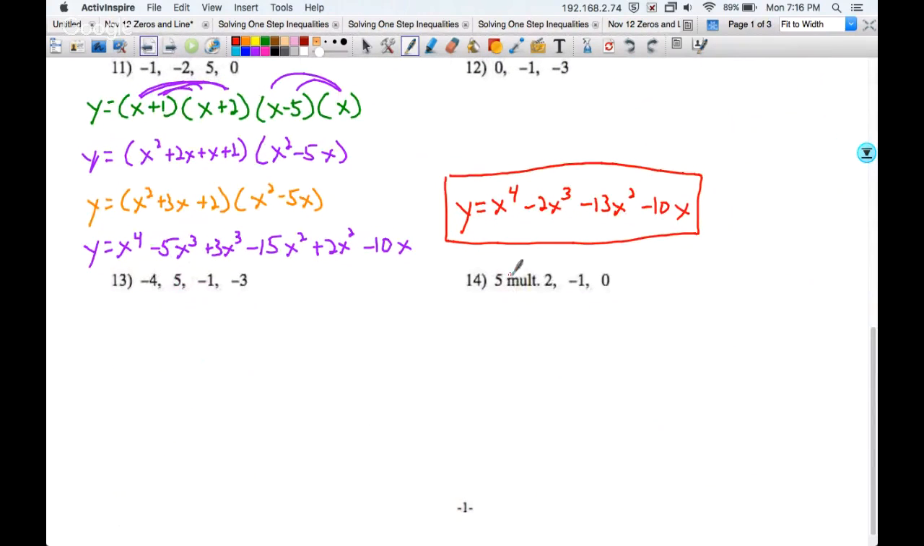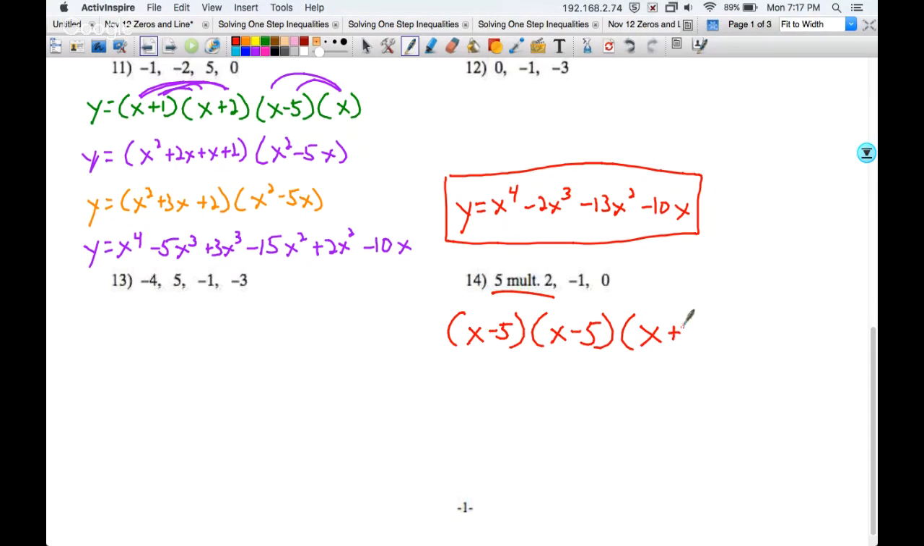Number 14, we see this mult 2 thing. What does that mean? Well, that means I want to have a 0 at positive 5, so I do x minus 5 to make that happen. I'm just going to put that same factor in there twice. And if this was mult 3, I'd put it in again.